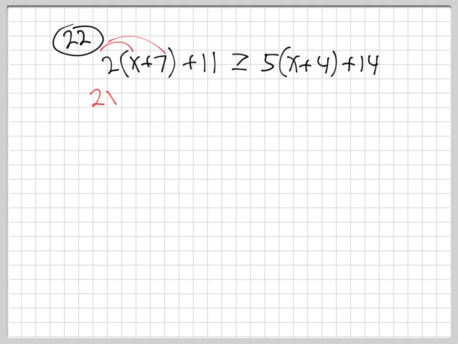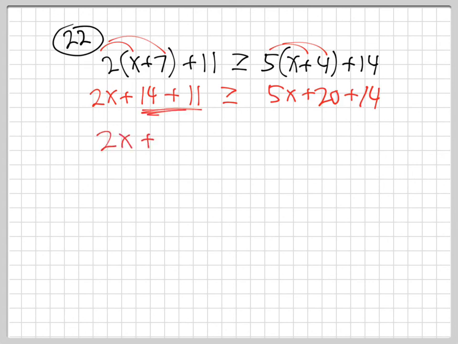I'm just going to distribute. 2x plus 14 plus 11. Distribute 5x plus 20 plus 14. Gather like terms. 2x plus 25. 5x plus, what's that, 34. Get down to here. What do we do when you have x's on opposite sides? Yeah, get rid of one. I'll get rid of the lower one.